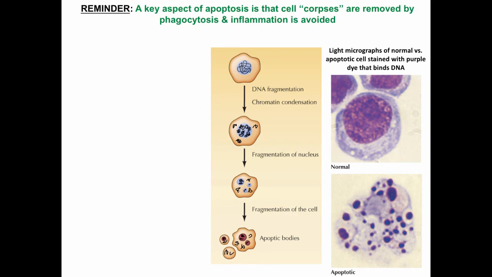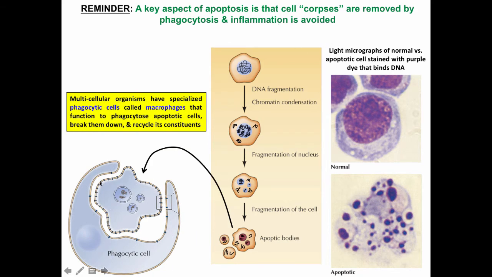Now I want to remind you of something that I told you about in the first video, and that is that a key advantage to cell death by apoptosis is that it entails the removal of cell corpses by phagocytosis, which in turn avoids inflammation. Keep in mind, this statement is referring to apoptosis when it takes place in a multicellular organism. If apoptosis happens in a multicellular organism, that organism will have cells that will remove the corpses through phagocytosis to avoid inflammation within the organism.